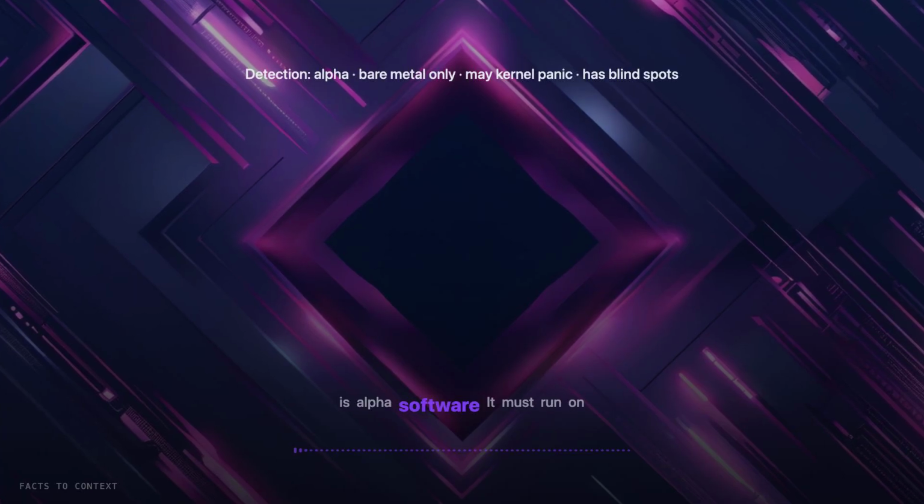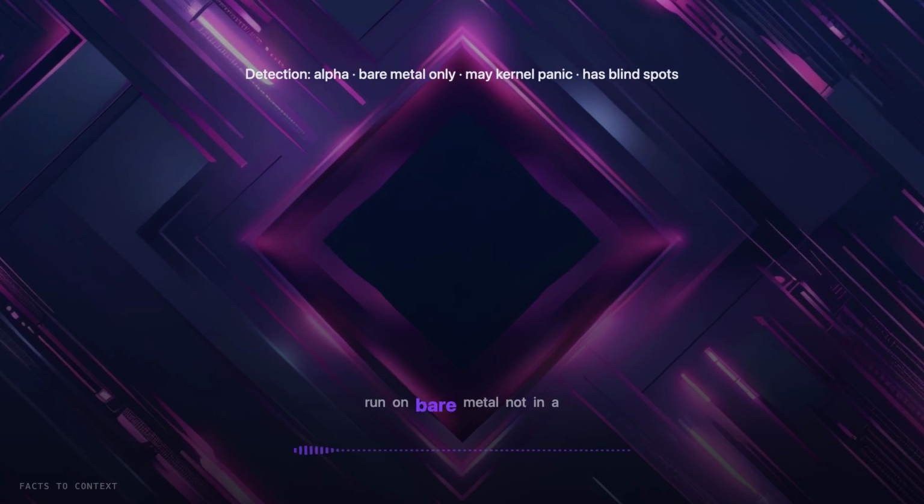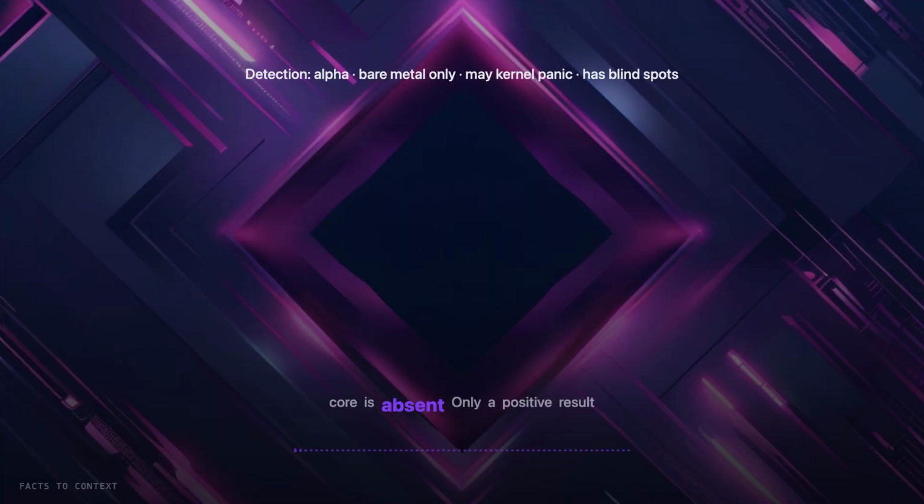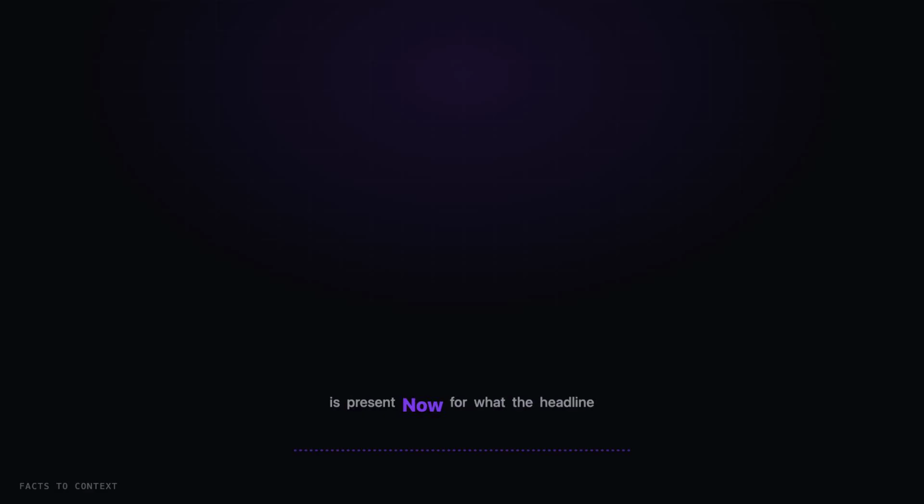Domas released a detection tool. It is alpha software. It must run on bare metal, not in a virtual machine. On unaffected systems, it may crash or kernel panic. That is expected. The tool also has a blind spot. If the hidden core has been modified even slightly from the exact form researched, detection will miss it. A clean result does not mean the core is absent. Only a positive result means it is present.